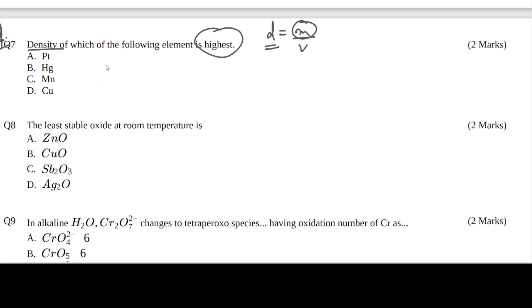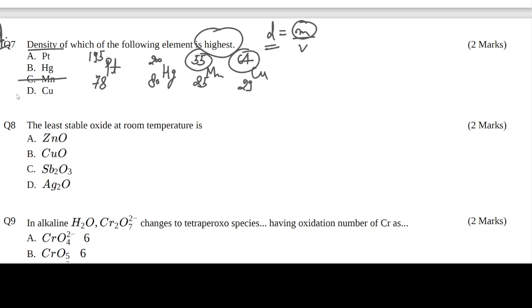For example, platinum has atomic number 78 and mass 195. Mercury has atomic number 80 and mass 200. Then manganese has atomic number 25 and mass 55, and copper has atomic number 29 and mass 63.5, almost 64. You see that these have very low mass, so their density will be low. So you can eliminate these two options from the four options; they cannot be possible answers.